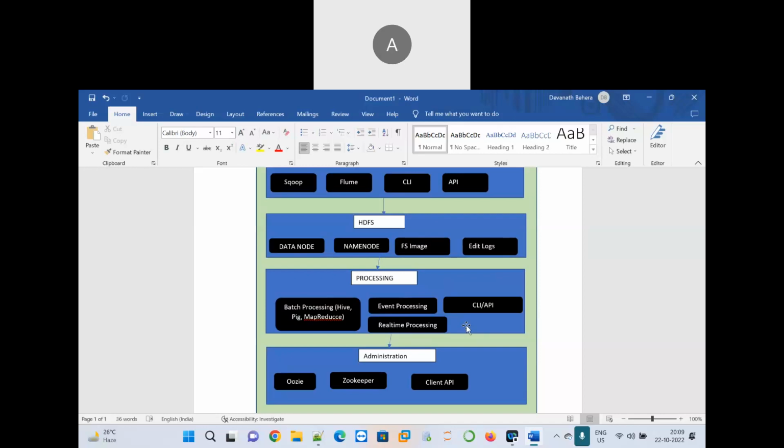That is not real-time processing. In real-time processing, the moment data is generated, at the same time it is processed. That means it is real-time processing.